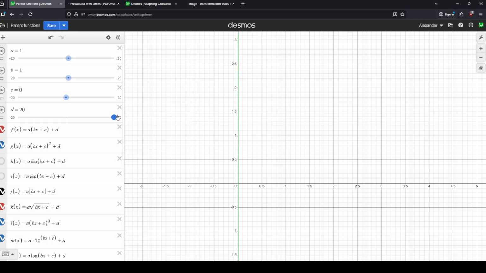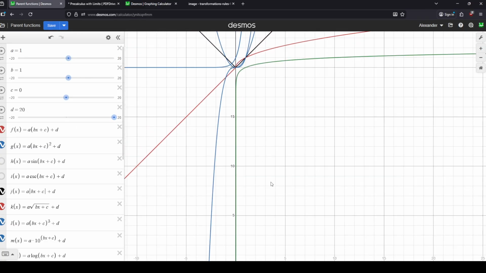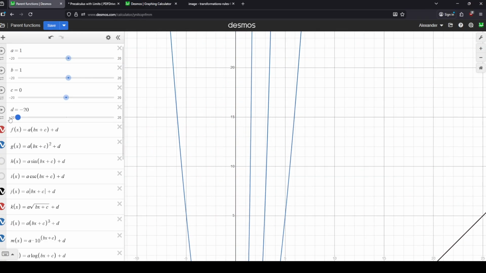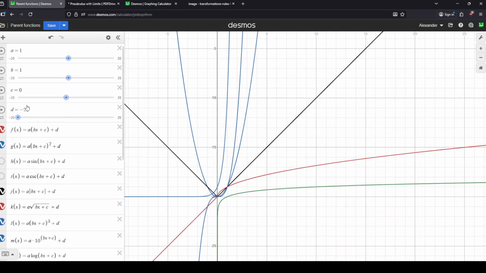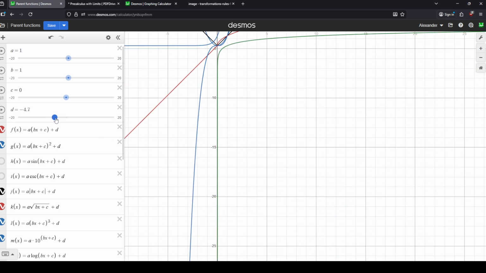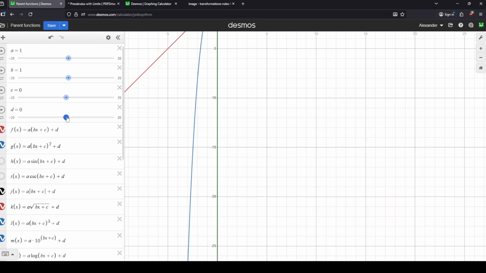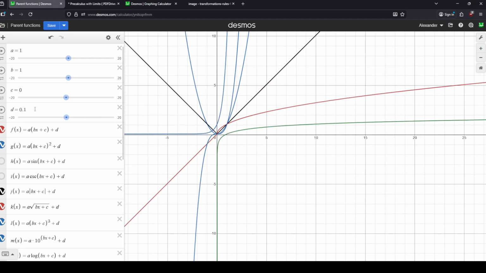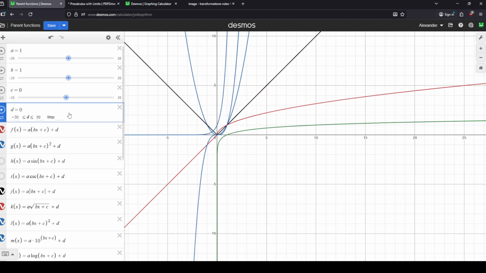So again, I can go all the way up to 20, shift these up 20 units. Go to -20, shift it down 20 units. I'm going to set that back to 0. I'm just going to type 0 instead of fighting it. Okay.